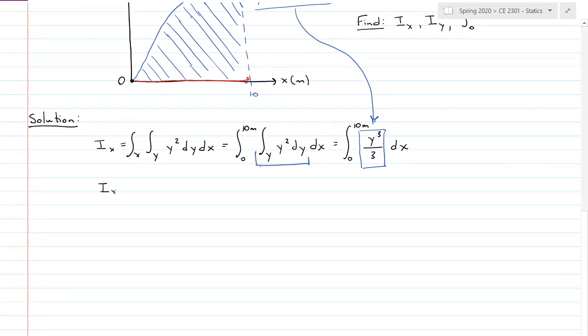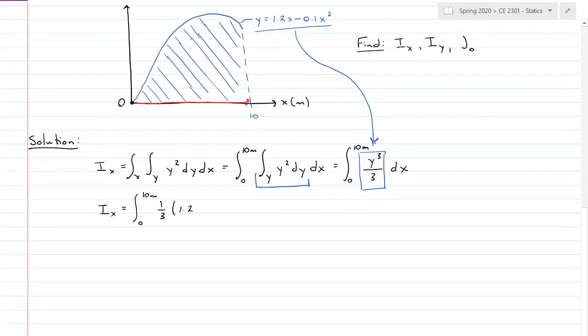So Ix is equal to the integral from 0 to 10 meters of 1/3, I'm going to move that out, of, and I covered up my equation, 1.2x minus 0.1x squared cubed dx. And I get this to equal 83.81 meters to the fourth, because if we've got area times a length squared, that's going to give us a length to the fourth power.